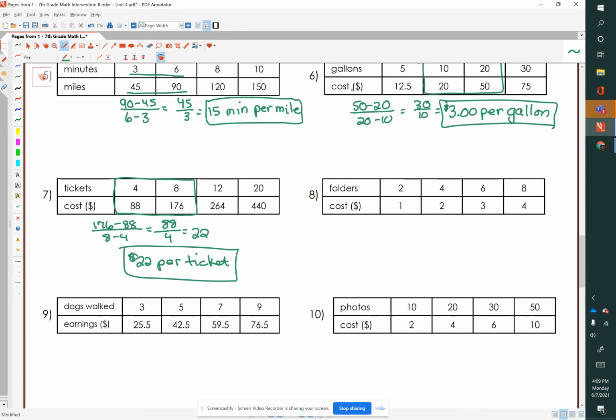And number 8, we're buying folders. So let's see, we'll do the first set of numbers. So 2 minus 1 over 4 minus 2, which would be 1 over 2, which will equal 0.50, 50 cents per folder. I can write it that way if I want, with the cent mark.